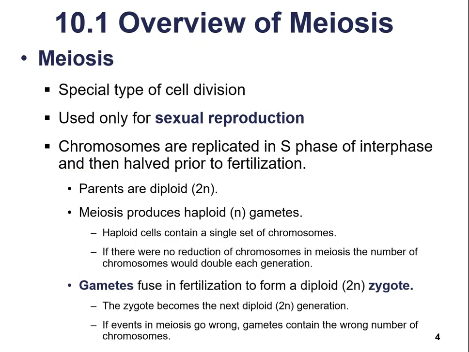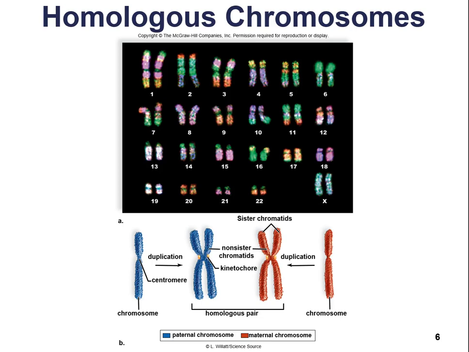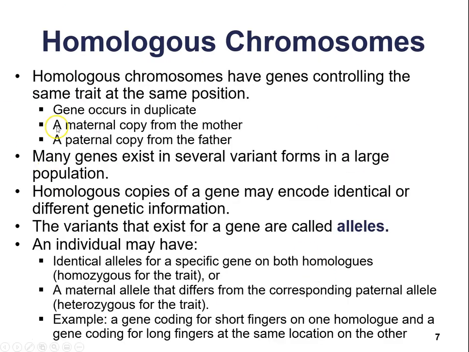Okay, so I probably already said some of the things that are on this slide, and I apologize for there being so many words. I already said this. Homologous chromosomes have genes controlling the same trait at the same position, a maternal copy and a paternal copy. Many genes exist in several variant forms in a population. Otherwise, we would all have brown hair and brown eyes and there would be no variation. Those are just easy things to conceptualize.